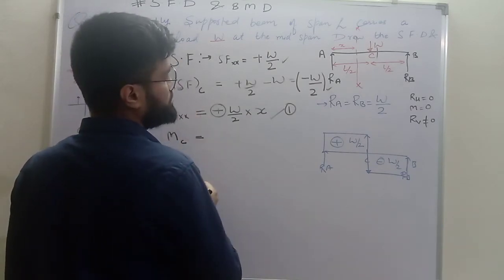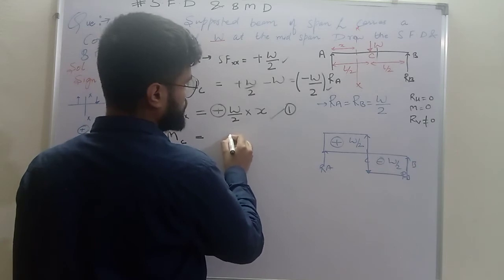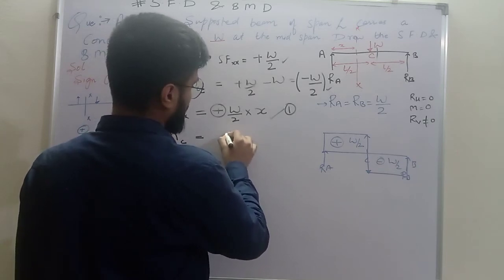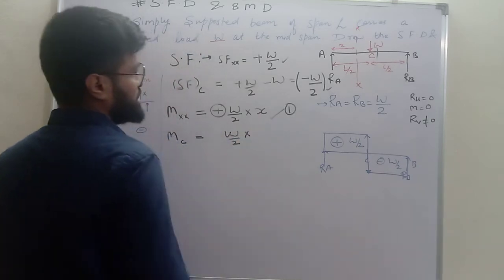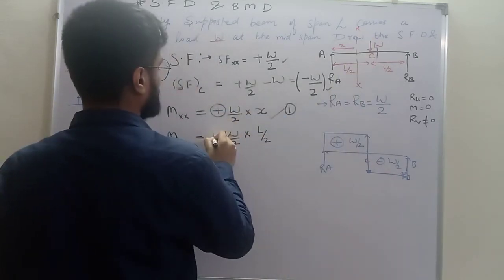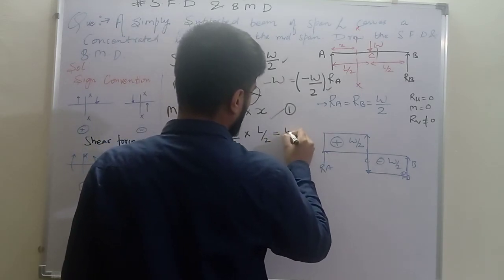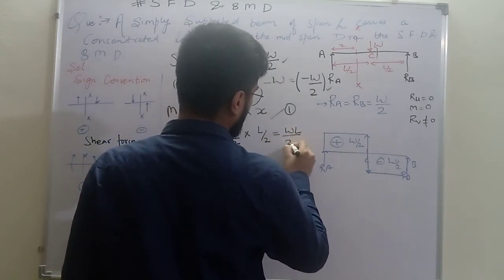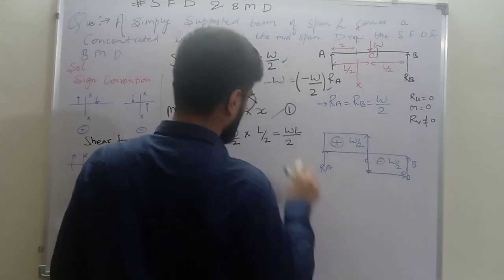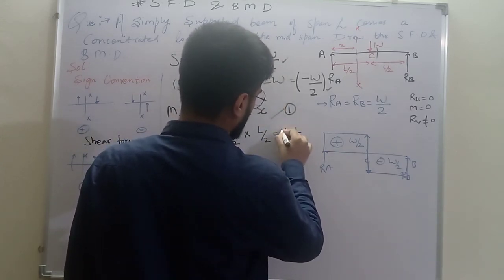So at C, what will be the bending moment? It will be load or force. Force, what is force? Force is W by 2. And what is the distance of the section? When section is at C, it is L by 2. And it will also be positive. So at C, bending moment will be WL by 4. Sorry, 2 into 2, WL by 4. It will be WL by 4 and plus.